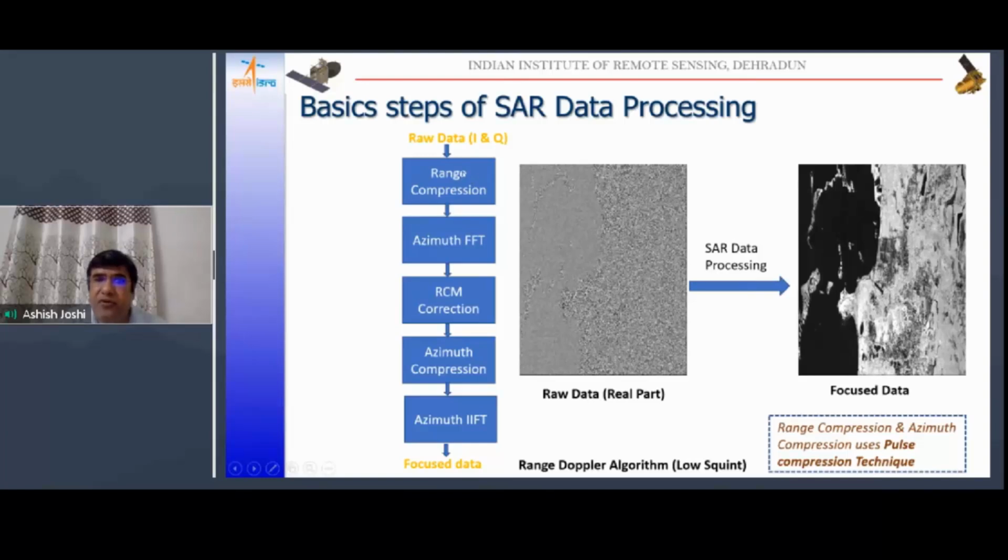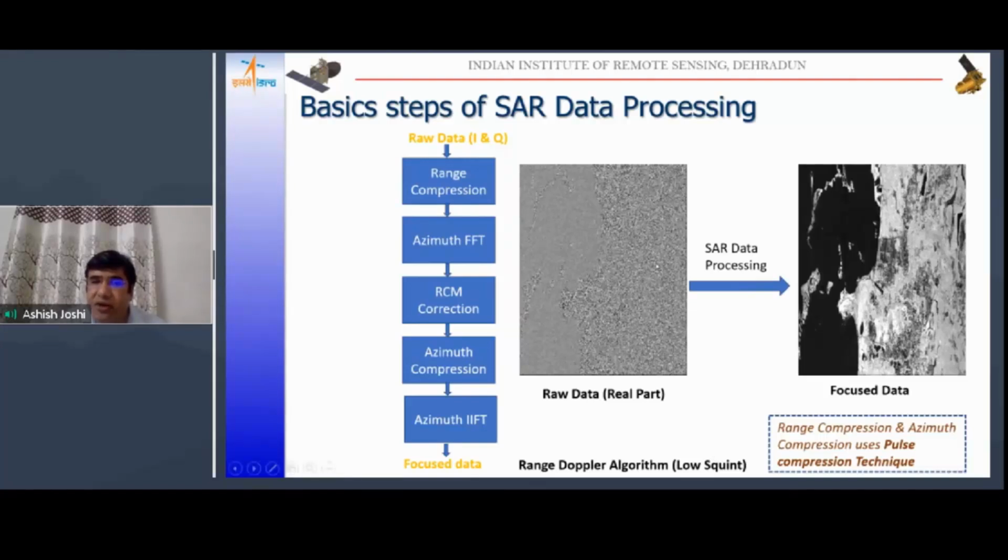So how to do it? First we take the raw data. Raw data is in complex form. First is range compression, then we take the azimuth FFT, then RCM correction, azimuth compression, and then azimuth IFFT, meaning inverse FFT. Then we get the focused data. This process is called the range Doppler algorithm for low squint. Low squint means it has a very low squint angle.